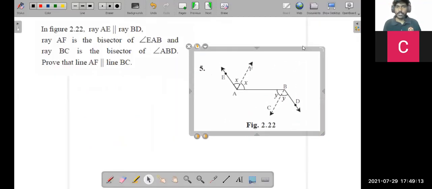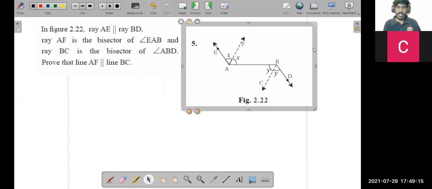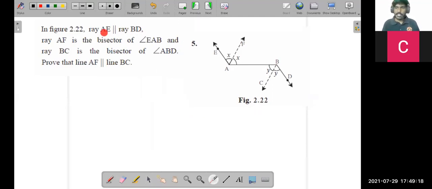Understand the fifth question first. It says in the figure, ray AE is parallel to BD. So AE is this one here and BD is this one here. Both these rays are parallel to each other, which you can check if you extend them. There's no need to extend it, but I'm just showing it to you, okay? If you extend this, these two rays are parallel. That is given. Yes, sir.